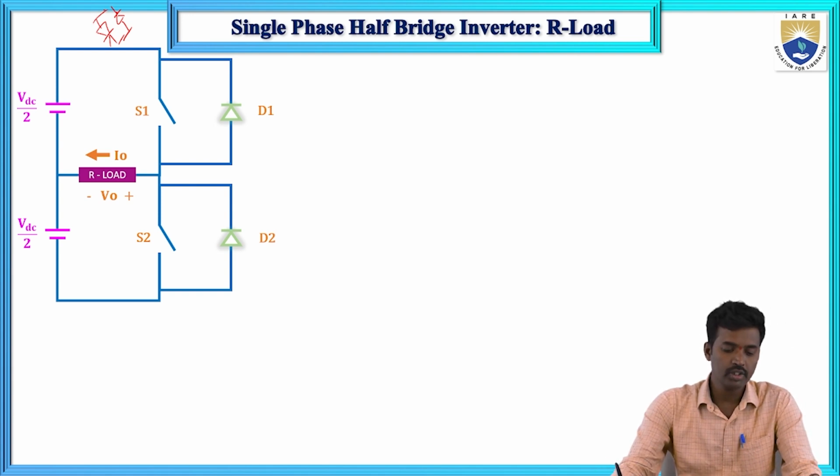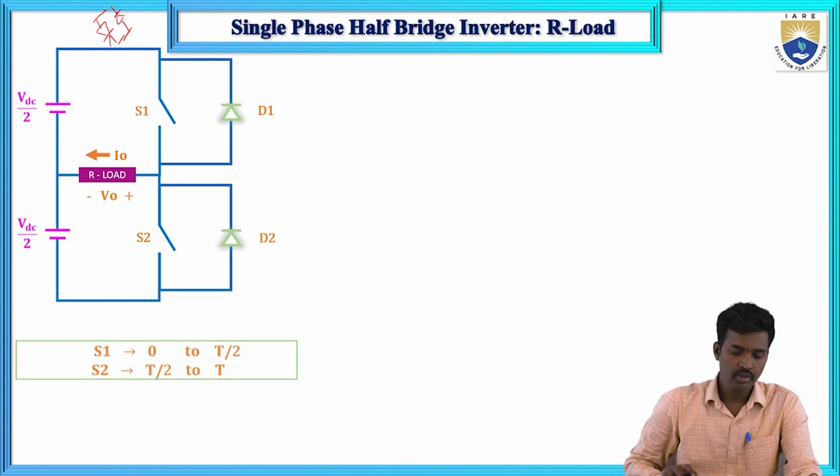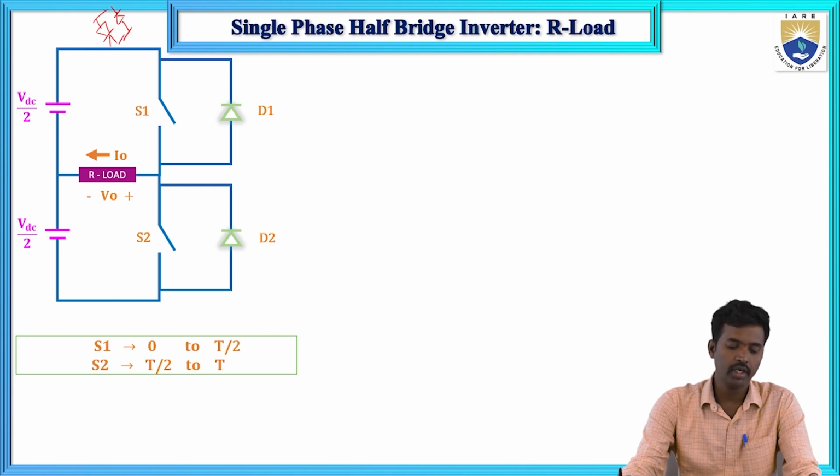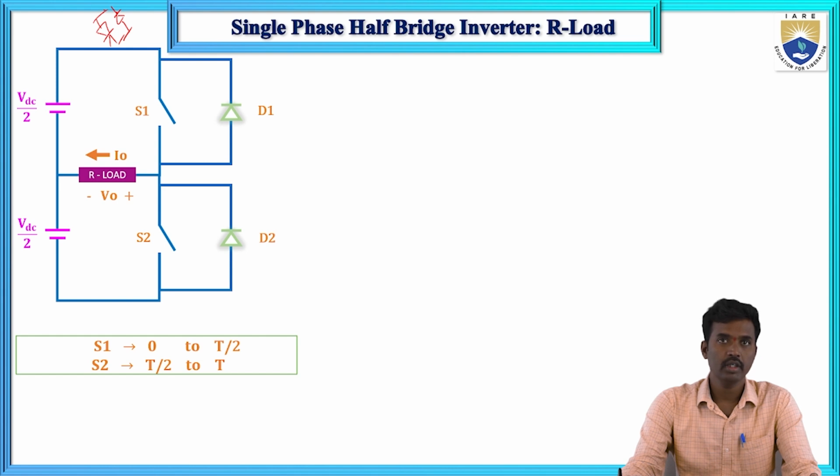These switches are operated in complementary fashion. From 0 to T by 2, S1 will conduct, and S2 conducts from T by 2 to T. When S1 is on, S2 will be off, and when S2 is on, S1 will be off. From 0 to T by 2 only S1 will conduct and S2 will be off, and from T by 2 to T, S2 will be on and S1 will be off.